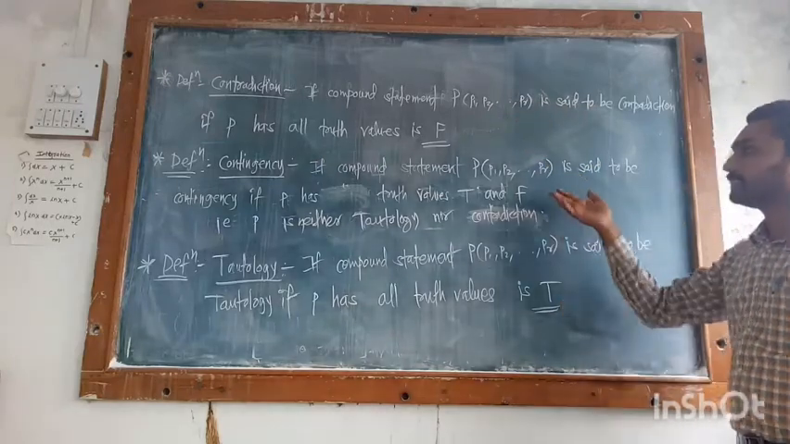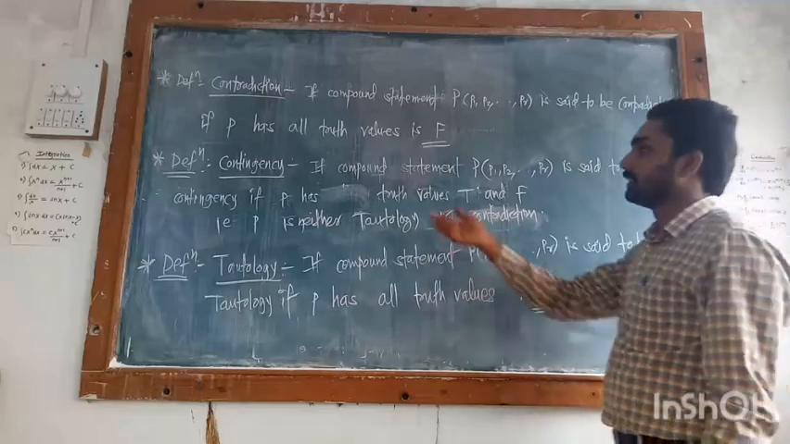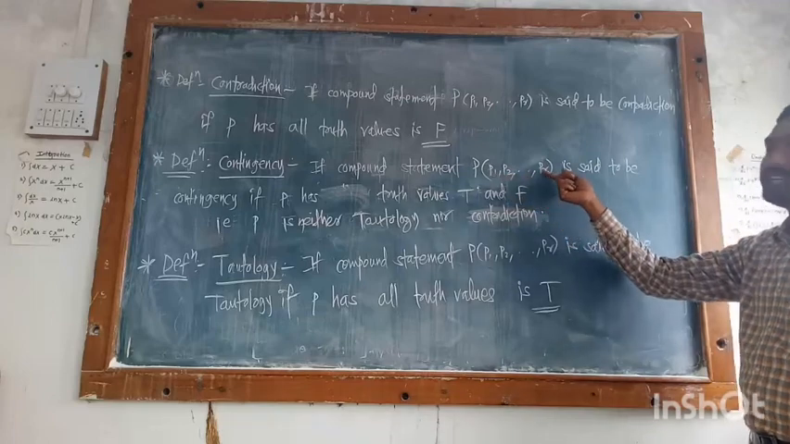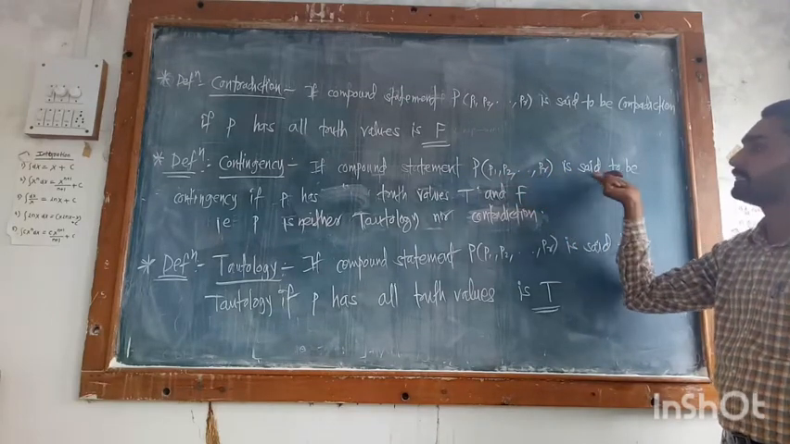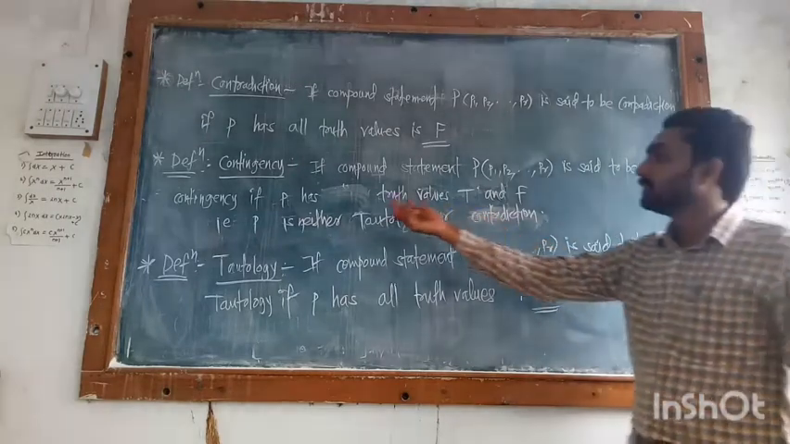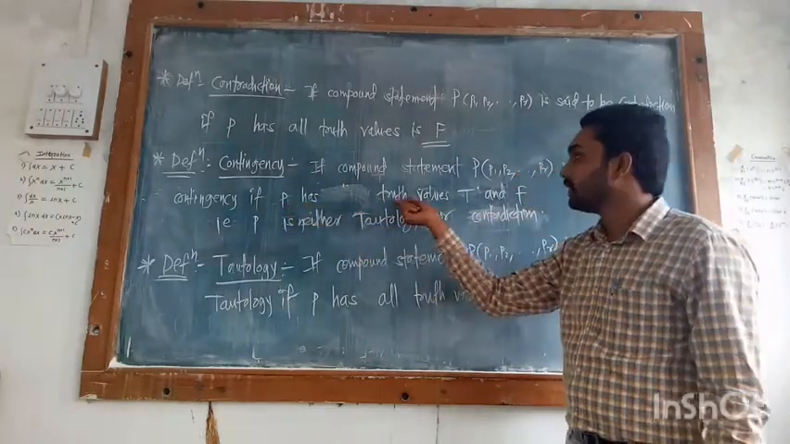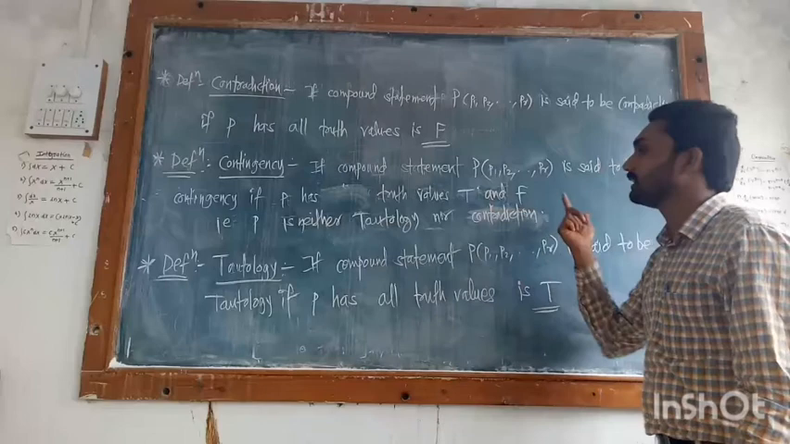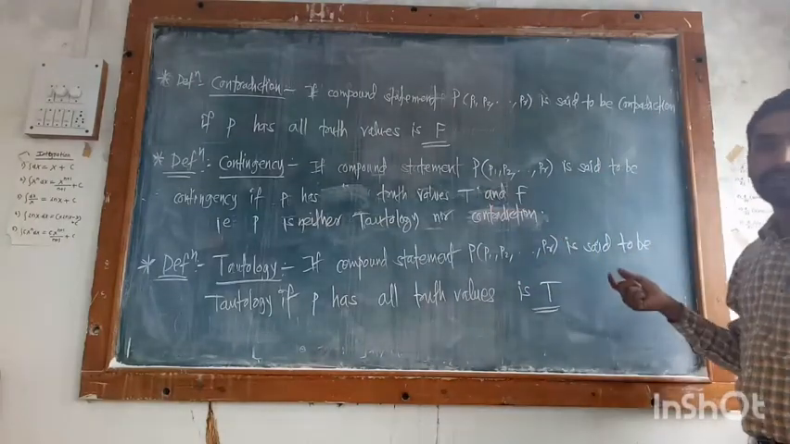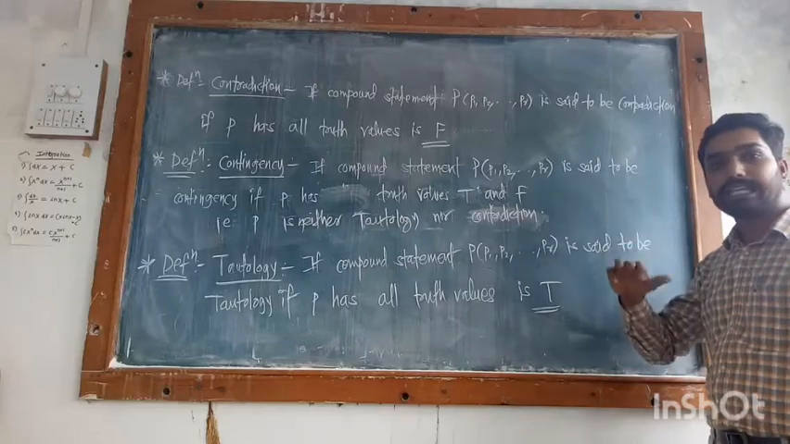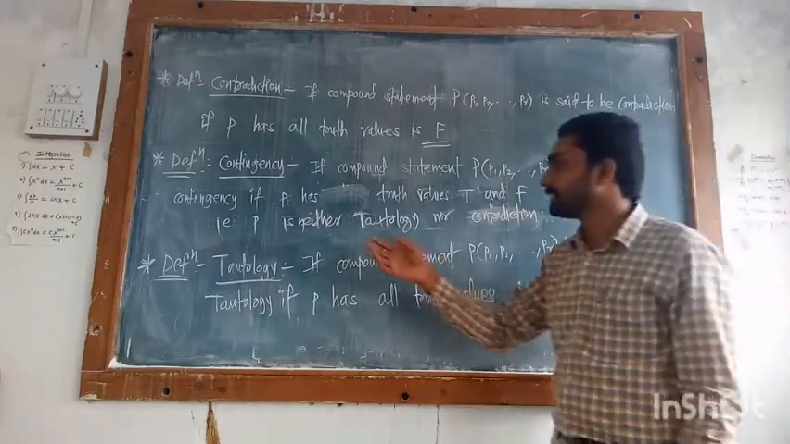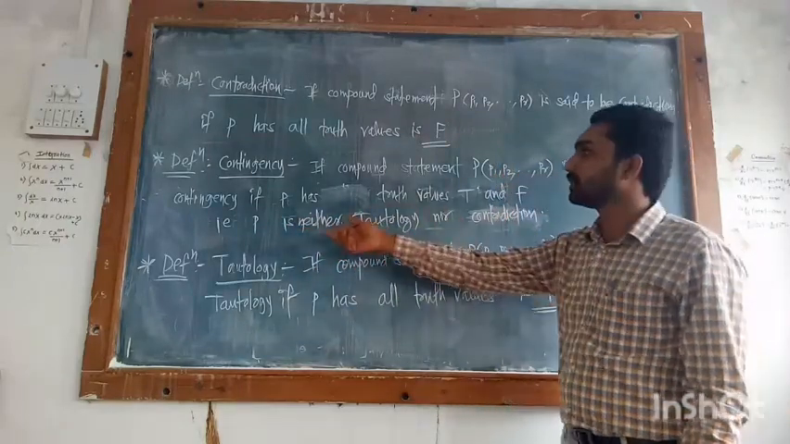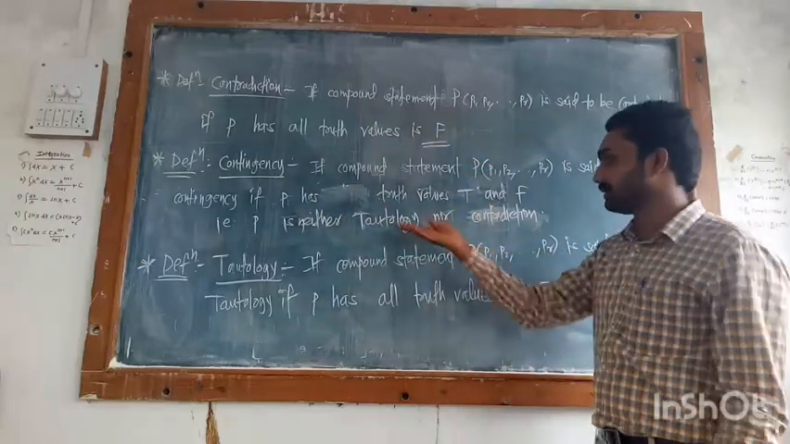Let us discuss the second definition. What is meant by contingency? A compound statement P containing P1, P2 up to PR, all these being R simple statements, is said to be a contingency if the compound statement P has truth values T and F. That means in your truth table, the last column contains both values T and F. That is, P is neither a tautology nor a contradiction. Now, what do you mean by tautology? We have to discuss.